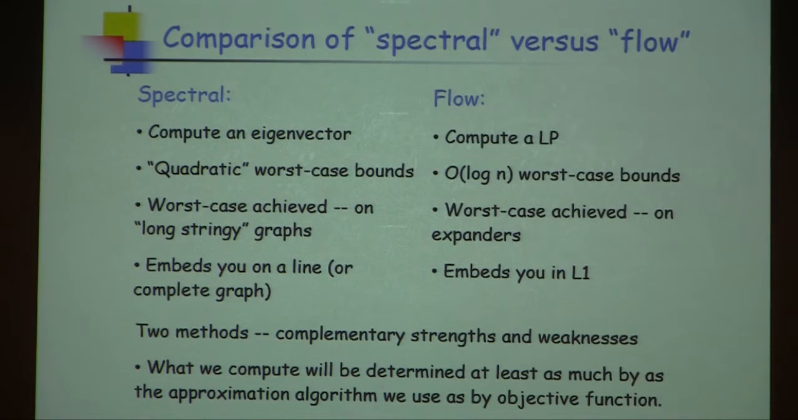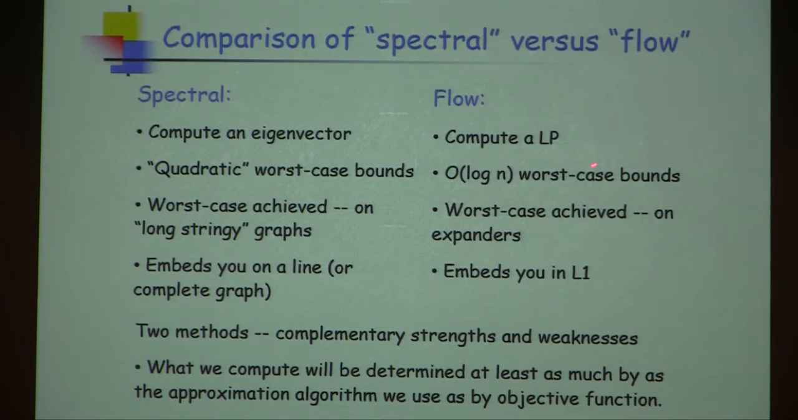And intuitively the reason is that eigenvectors are related to diffusions and it takes a lot of effort to push probability mass down stringy things. So you tend to clip those off. And this embeds you in a line. But because you have to stay perpendicular to the trivial eigenvector, it also embeds you in a complete graph, and the duality is actually tighter there.